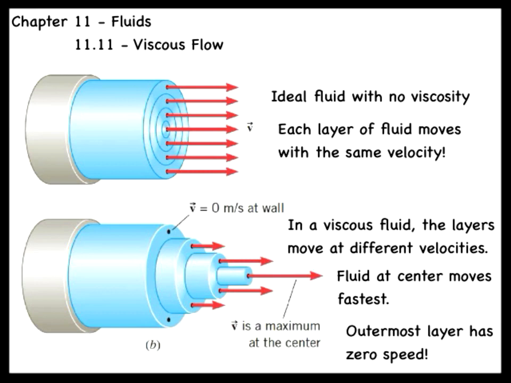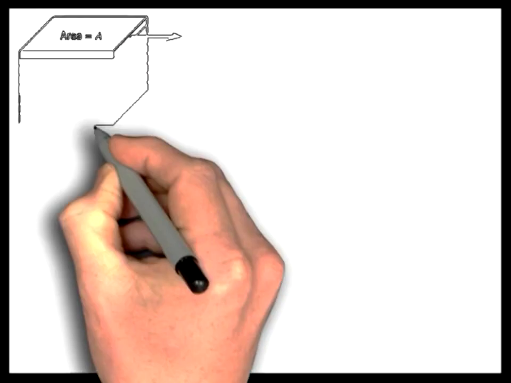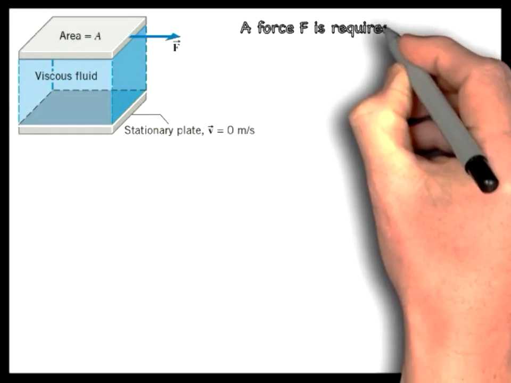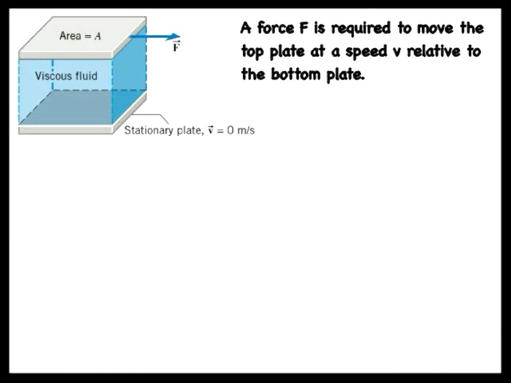To help introduce viscosity in a quantitative way, let's consider a viscous fluid between two parallel plates. The top plate is free to move, while the bottom plate is held fixed. If the top plate is to move at a velocity v relative to the bottom plate, then some force F is required. For a high viscosity fluid, like honey, a large force is required. For a small viscosity fluid, like water, a smaller force is necessary.